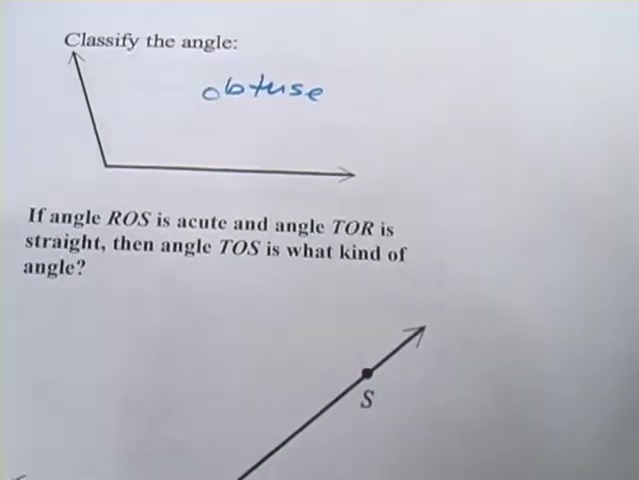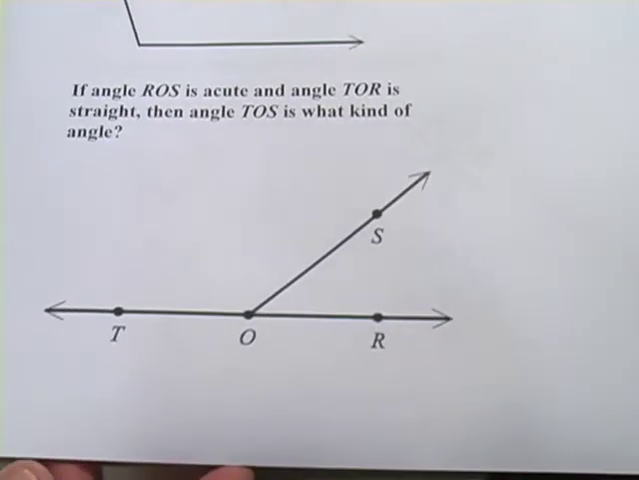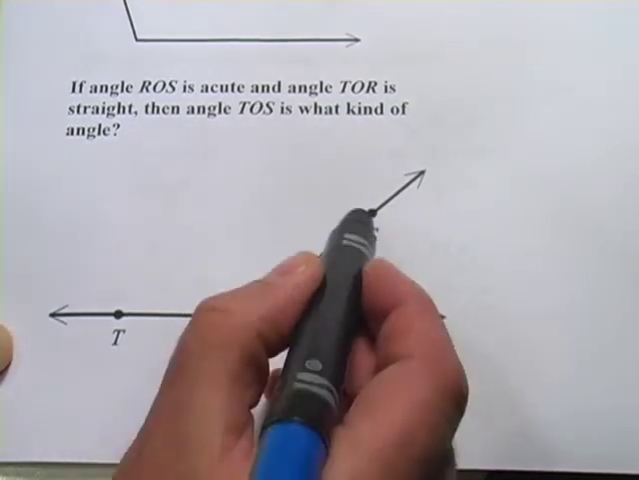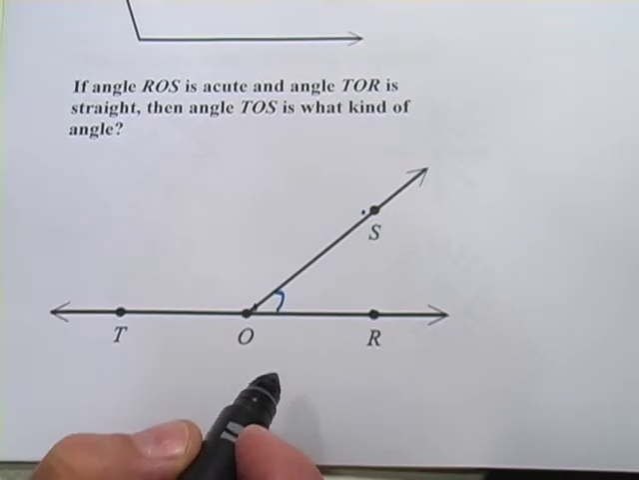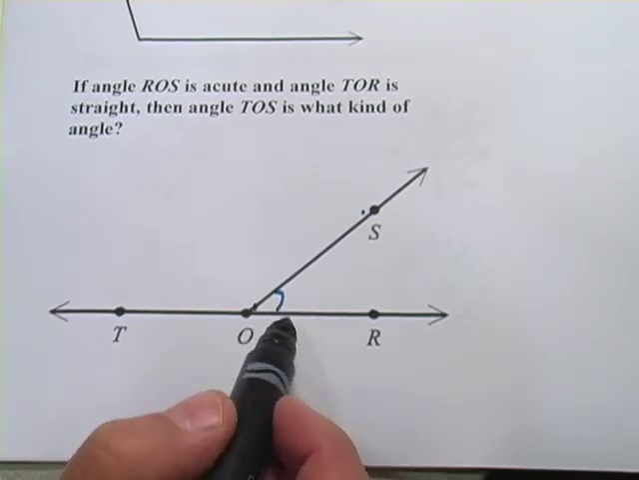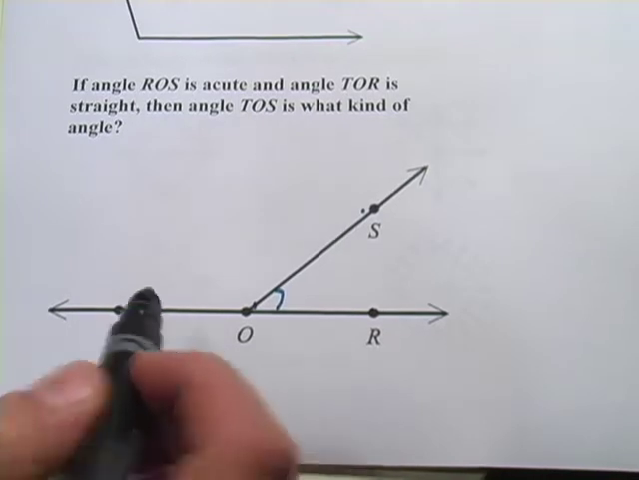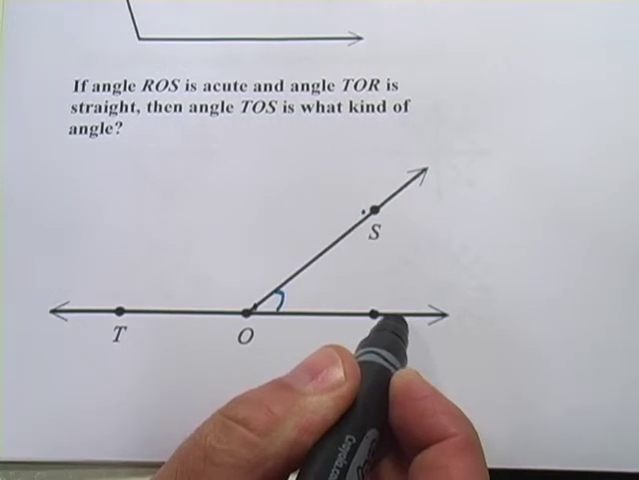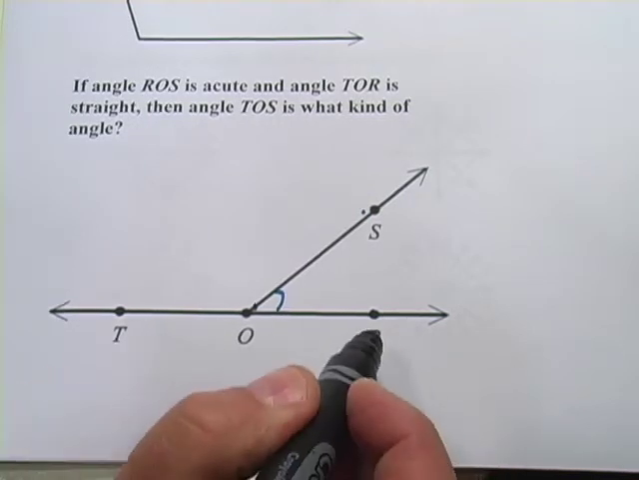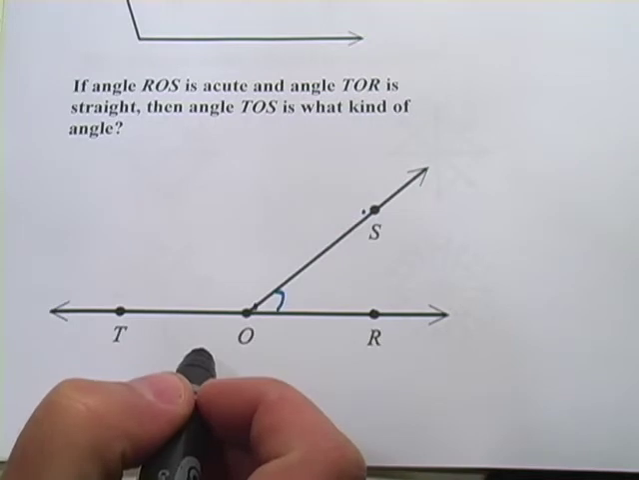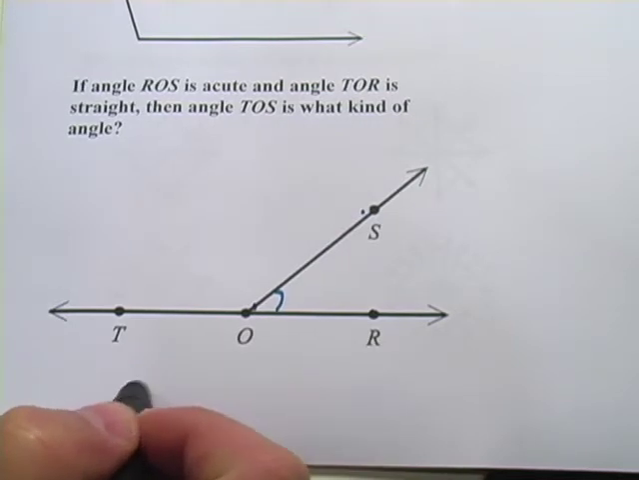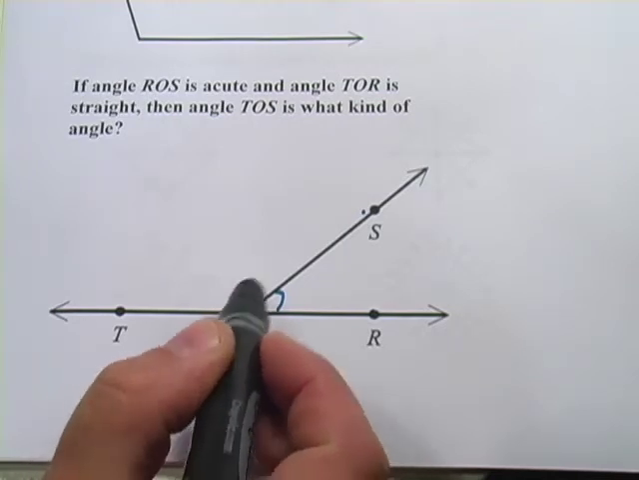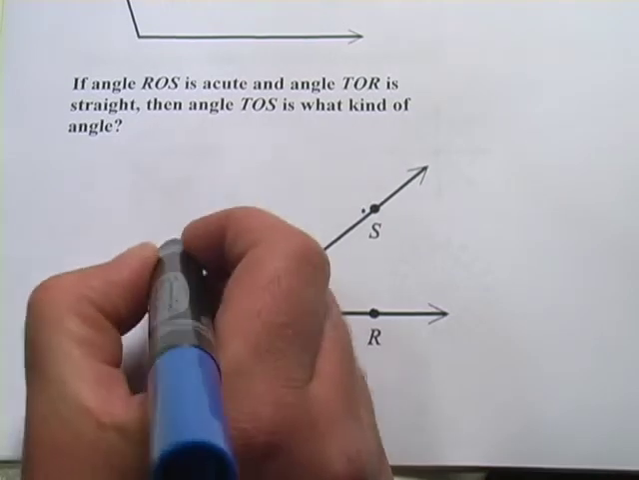All right, let's look at one more here. This one says if angle ROS is acute. So ROS would be this angle right in here. If that's acute, and it does look acute, it looks smaller than a 90-degree angle, and angle TOR, that's that line along the bottom, is straight, well that makes sense, that does look like a straight angle, then TOS is what kind of angle? Well, you can probably tell just from looking at it that this is wider, bigger, more open than a 90-degree angle, so we'd call that obtuse.